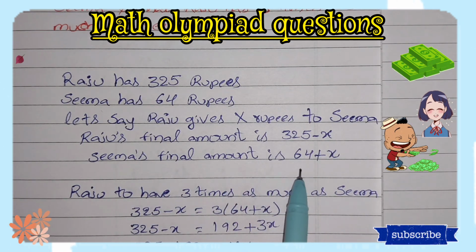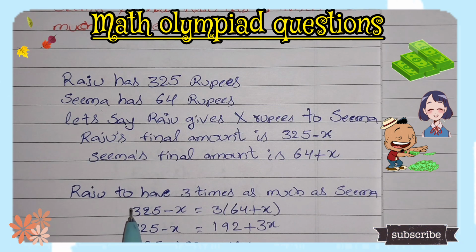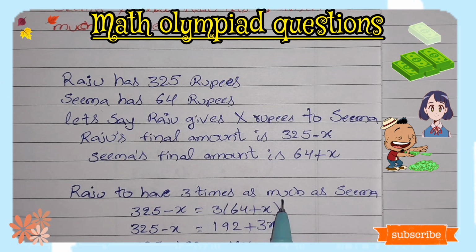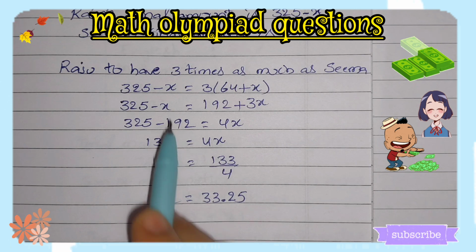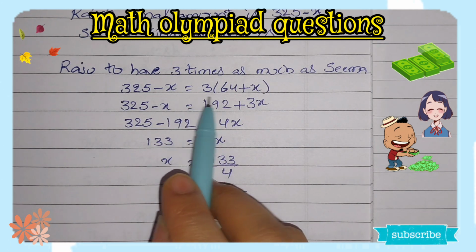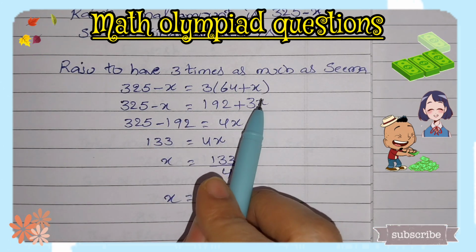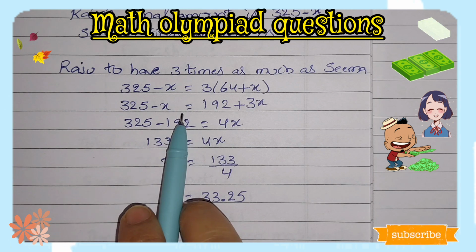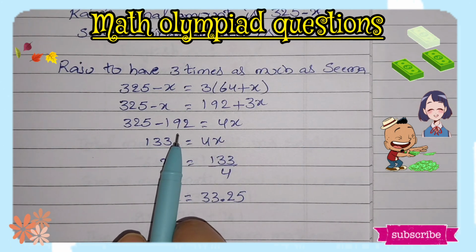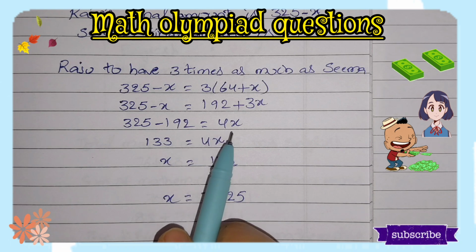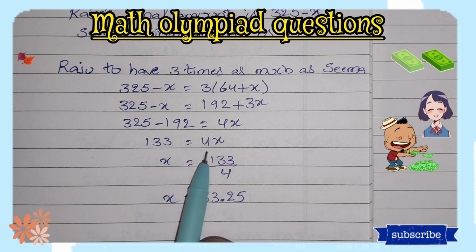Raju's final amount is 325 minus x because Raju is giving money to Seema. Seema's final amount is 64 plus x because she is getting money from Raju. Raju is to have 3 times as much as Seema. So the equation is 325 minus x equals 3 multiplied by (64 plus x).